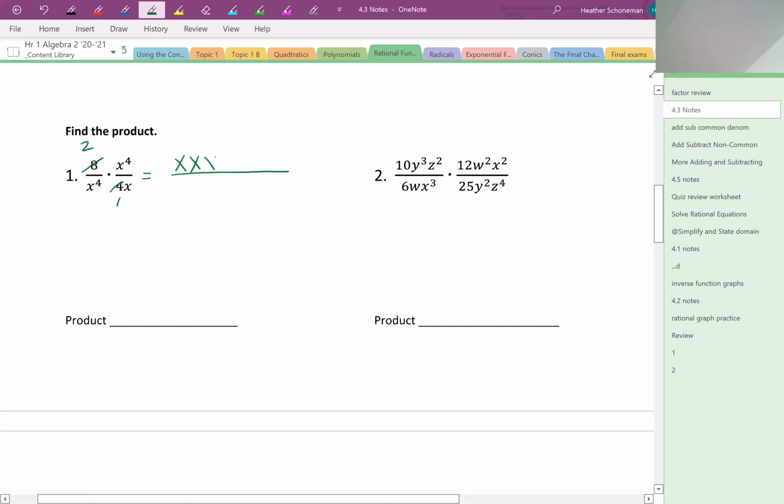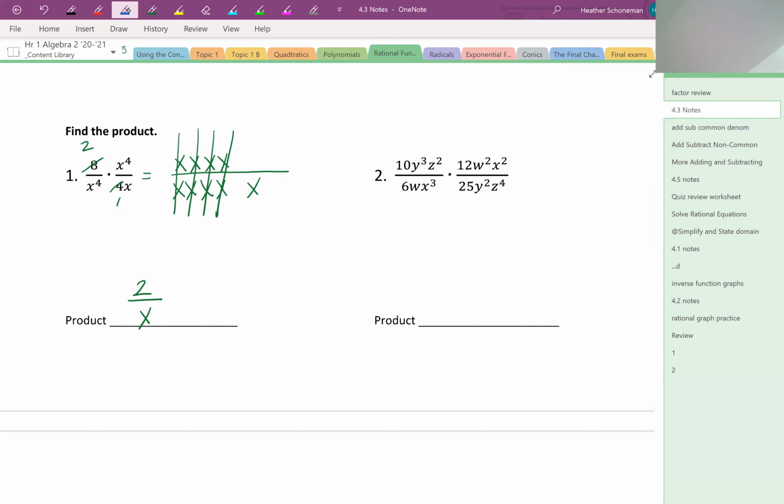So on the top, we have 4 x's. And on the bottom, we have the 4 x's over here and another x over here. I can cancel 1 x for x. And so I'm left with just 1 x on the bottom. So I have the 2 on the top and then 1 times x on the bottom. Well, 1 times x is just x. And so that's my answer.